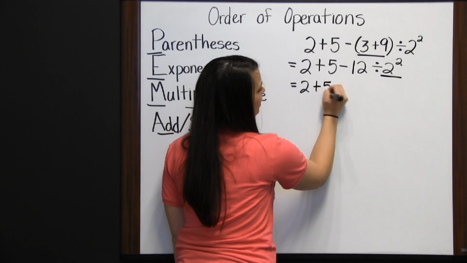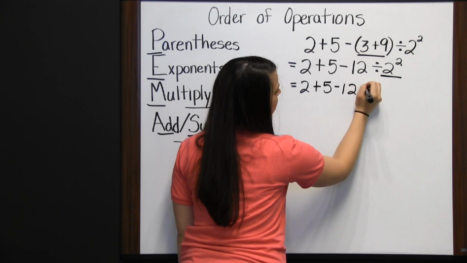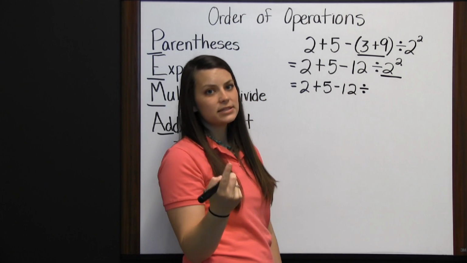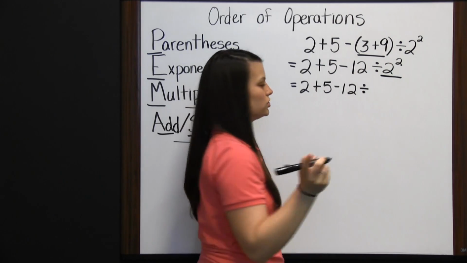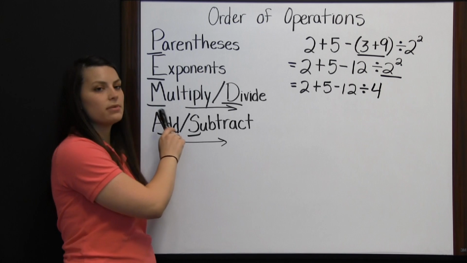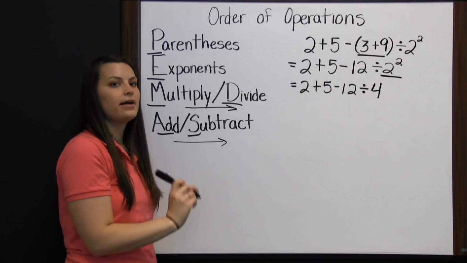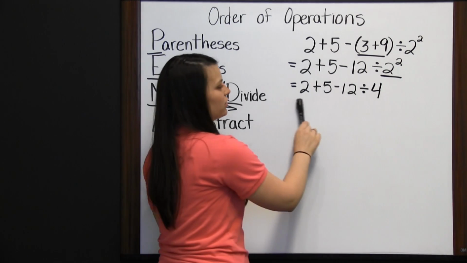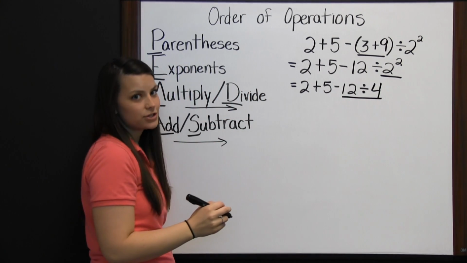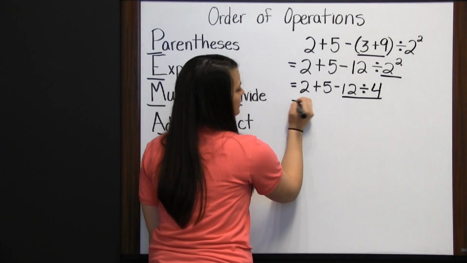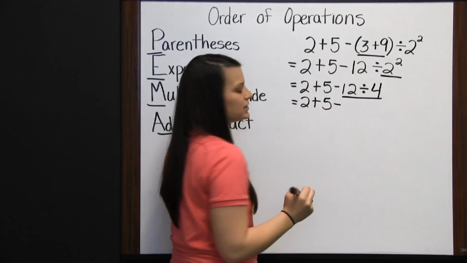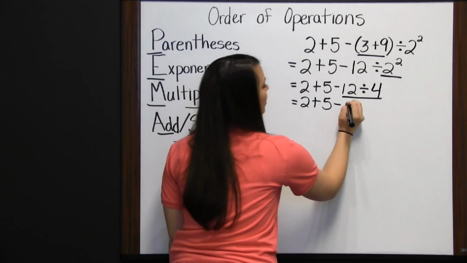2 plus 5 minus 12 divided by 2 squared means 2 times itself 2 times, which is 4. Then we have our multiplication and division from left to right. So as I look from left to right, all I have is this one division operation to perform. So that'll be the next thing we do. 2 plus 5 minus 12 divided by 4 is 3.